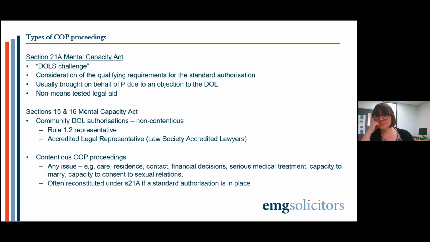One is community deprivation of liberty authorizations. So where a standard authorization isn't available, because the person's not in a care home, not in a hospital, they are, for example, in an independent supported living placement, they are at home with their family, anywhere. That deprivation still needs authorization if all of those tests we've talked about in terms of continuous supervision and control, they lack capacity, they can't leave, etc. It still needs authorizing. And that's done by the Court of Protection through the non-contentious process.